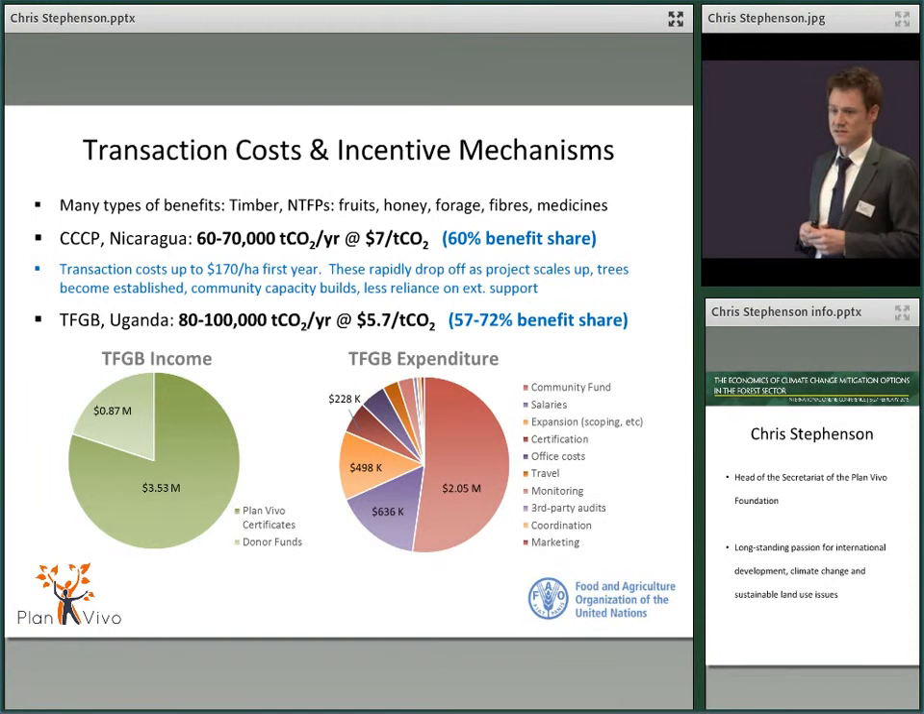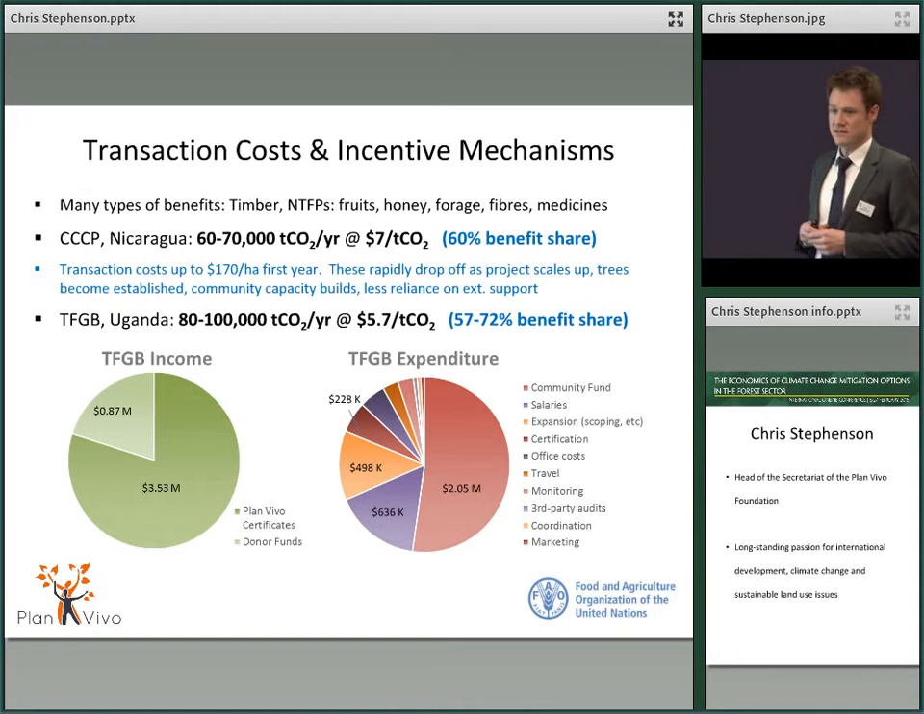So if we take a look at the other project, the Uganda project, the issuance is slightly higher, anywhere between 70 and 140,000 tonnes a year. Slightly lower carbon price, but the benefit sharing arrangement is very similar, around about 60%.